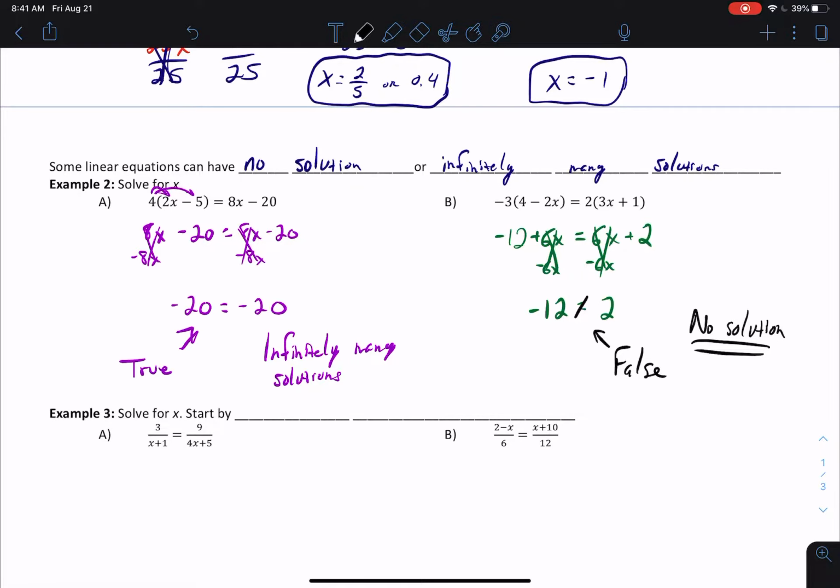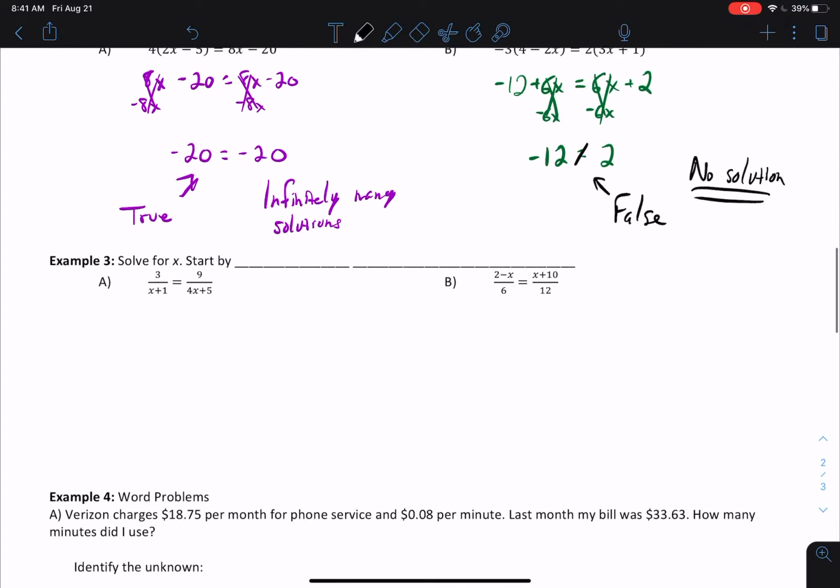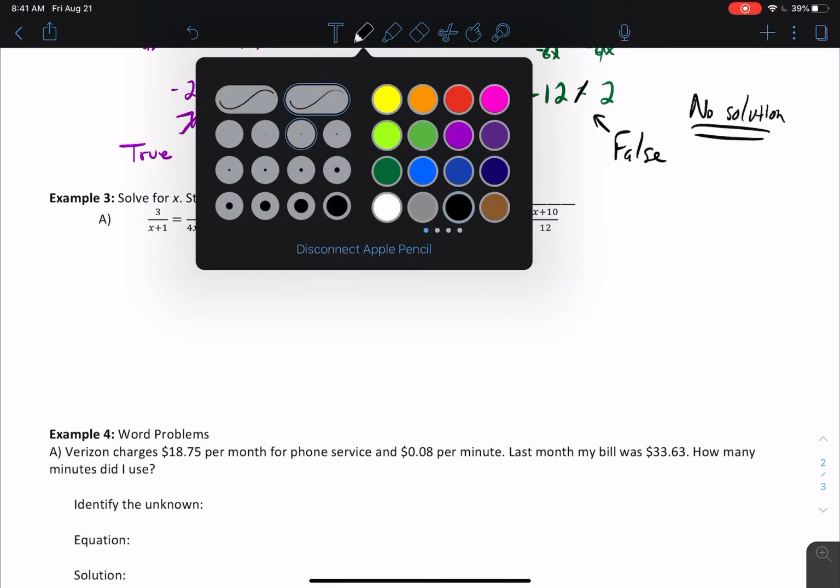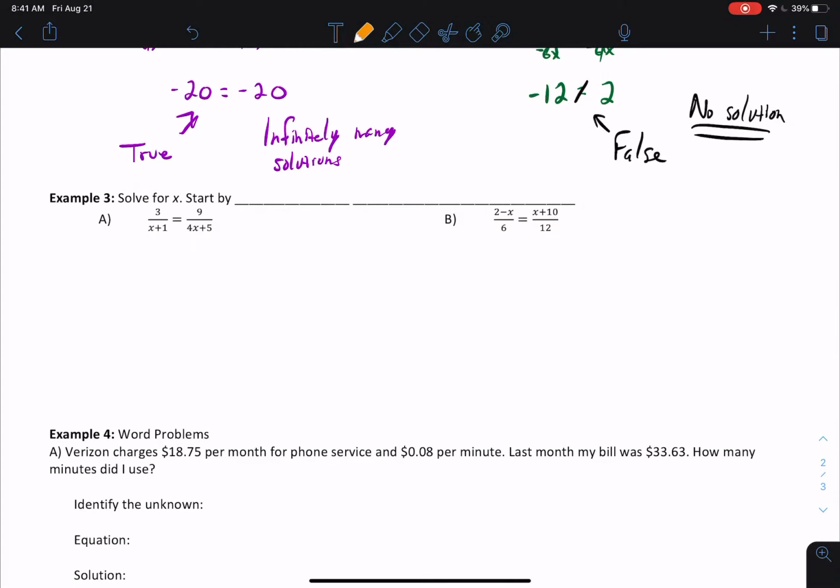Okay? Let's get into another type of linear equation. Something that looks like this. This looks a little bit different. If I want to solve for x here, we're going to start by cross multiplying. So these are proportions. So if you think of a simple proportion of 3/4 equals x over 5, you would just cross multiply, get 4x equals 15, and be able to solve it from there. It's the same idea.